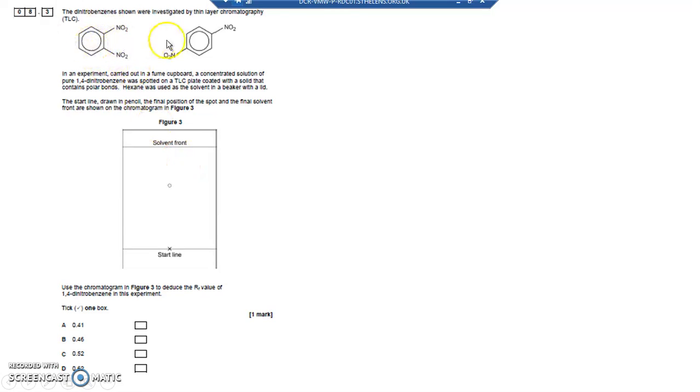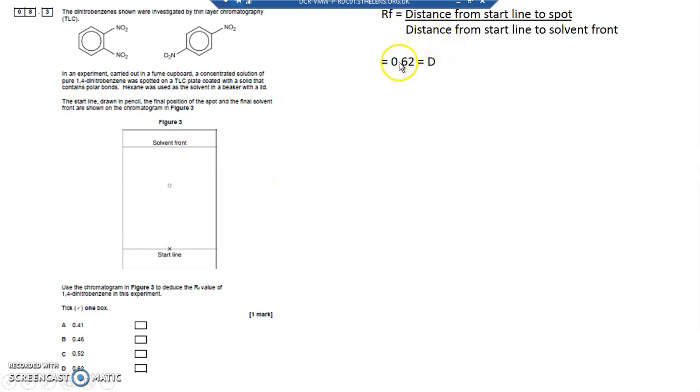Question 8.3, I've got two dinitrobenzenes and it's asking me to determine the RF value of one of these on this chromatogram here. So what I do is I measure from the start line to the spot, and I measure from the start line to the solvent front, and I divide the smaller by the larger. So I divide the distance from the start line to the spot by the distance from the start line to the solvent front. That works out as 0.62. So the answer is D.